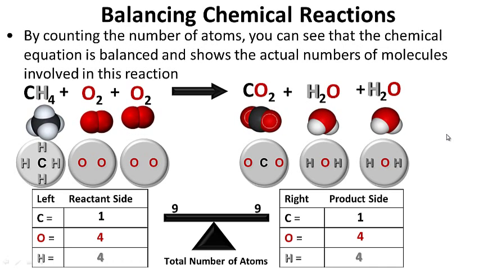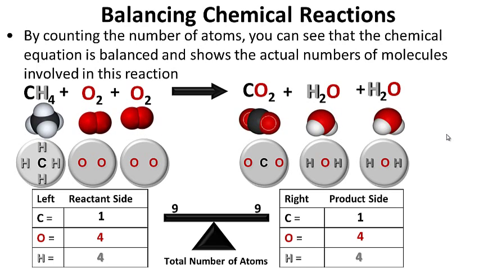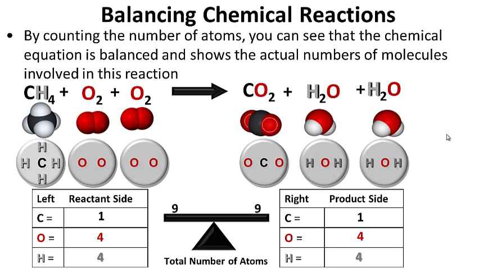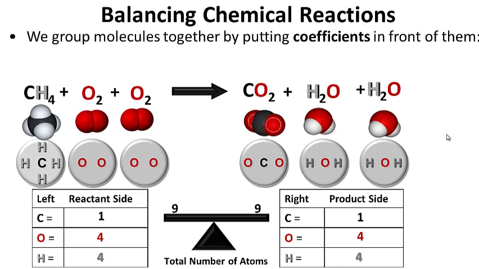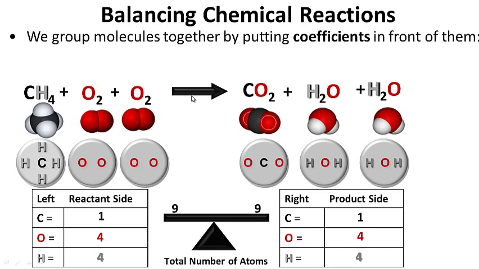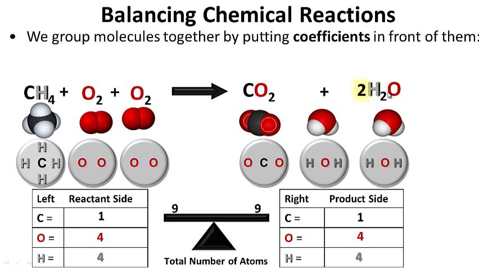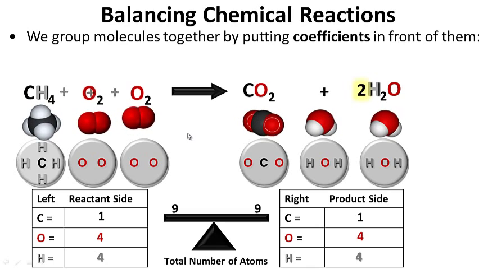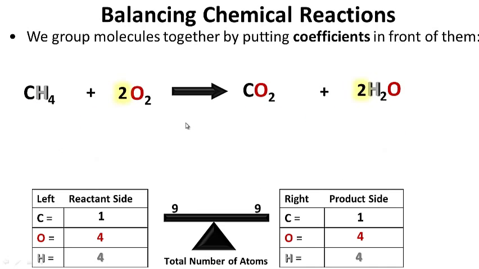By counting the numbers of atoms, like I just showed you, you can see that the chemical equation is balanced and shows the actual numbers of molecules involved in this reaction. We group molecules together by putting coefficients in front of them. So we don't write the chemical equation like this because we group them. We put the 2 water molecules together and we put a 2 there. Same with oxygen over here. We group them and then we put a 2 there. And that's how we write a chemical equation for a chemical reaction.